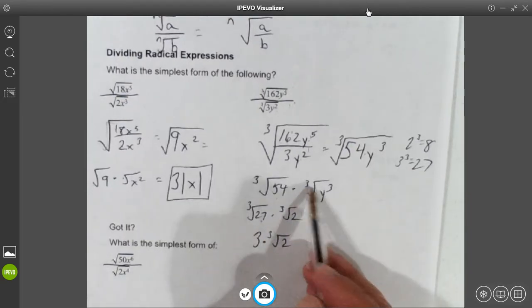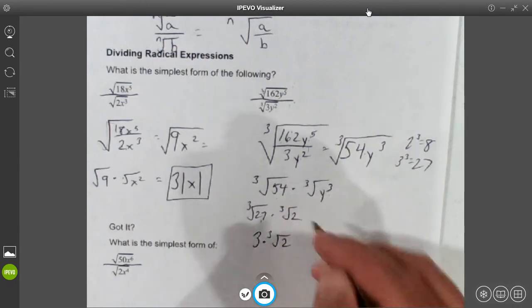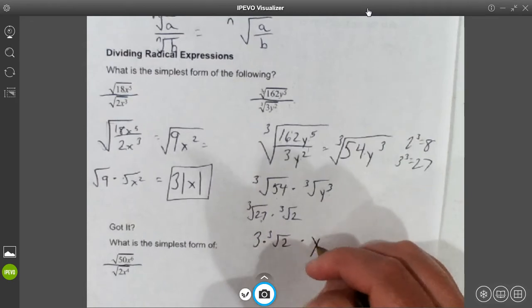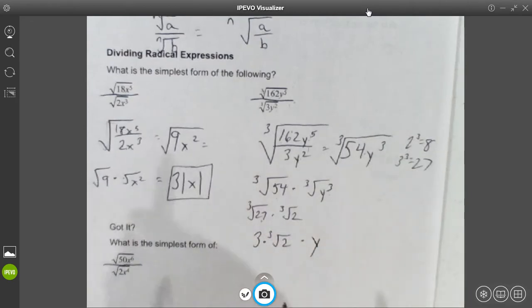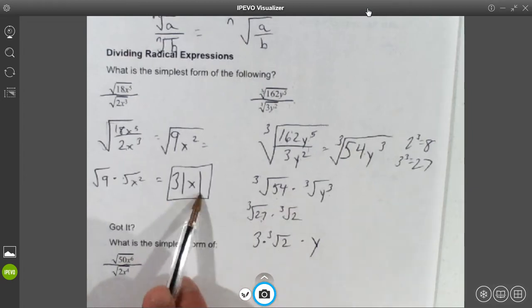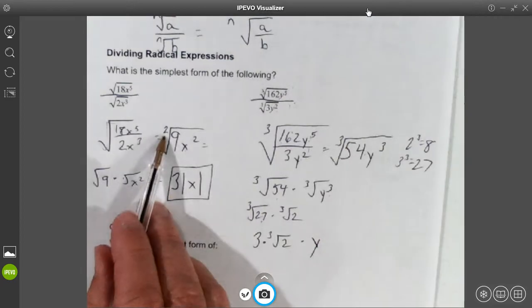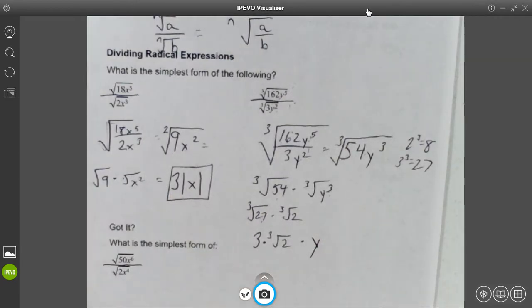Now the cube root of y cubed. Now remember, we talked about this a little bit. The little trick here is you could just divide those exponents. So that's y to the 1st, or just y. And now here, I don't need the absolute value symbols because that's an odd index. You only need those absolute value symbols when you're talking an even index. And again, when that's a square root, if there's nothing there, that's assumed to be a 2.